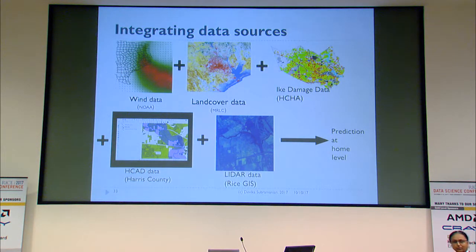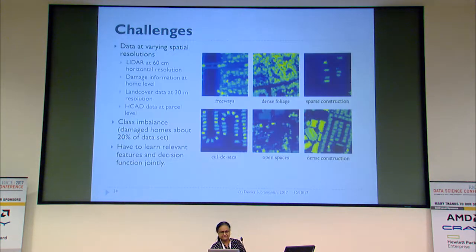So we said, well, with all of this very, very detailed data, without us telling the machine exactly what is relevant, so we're not building all the explanatory variables that I showed you before, how well can we do at predicting at the home level? This was the question. Lots of challenges, because data is at varying spatial resolutions. This class imbalance, only 20% of the homes were damaged. So that's high, but from the point of view of a machine learner, you'd like a 50-50 thing. And then we have to learn relevant features and the decision function jointly.